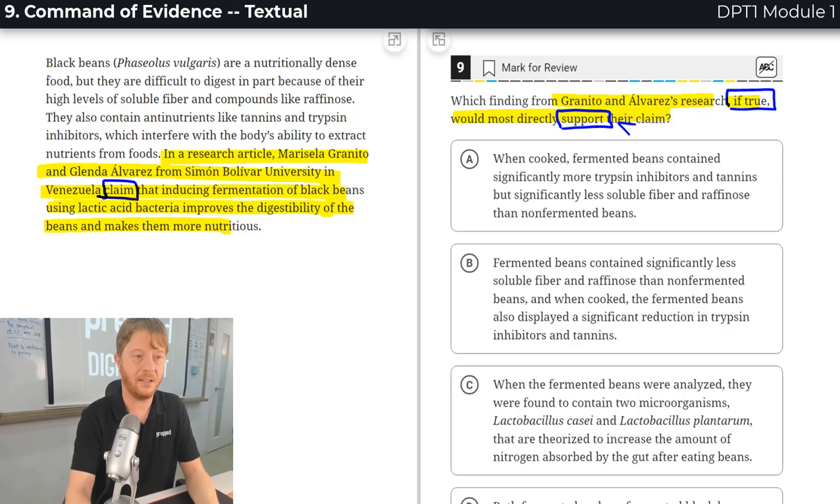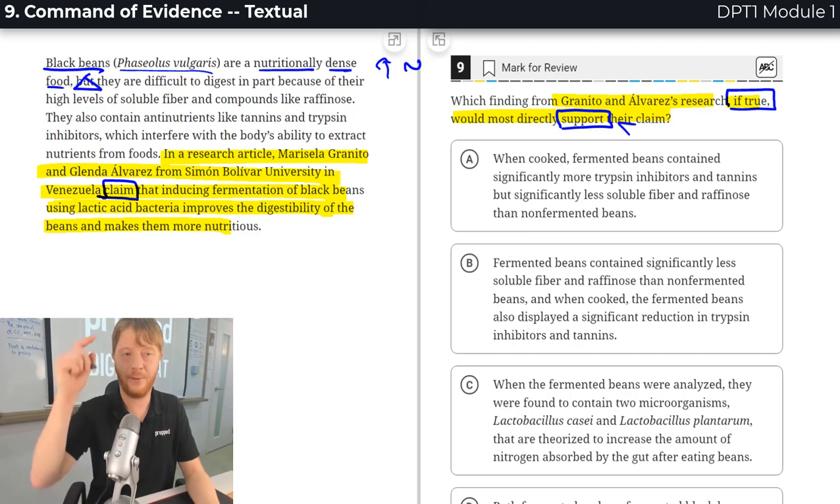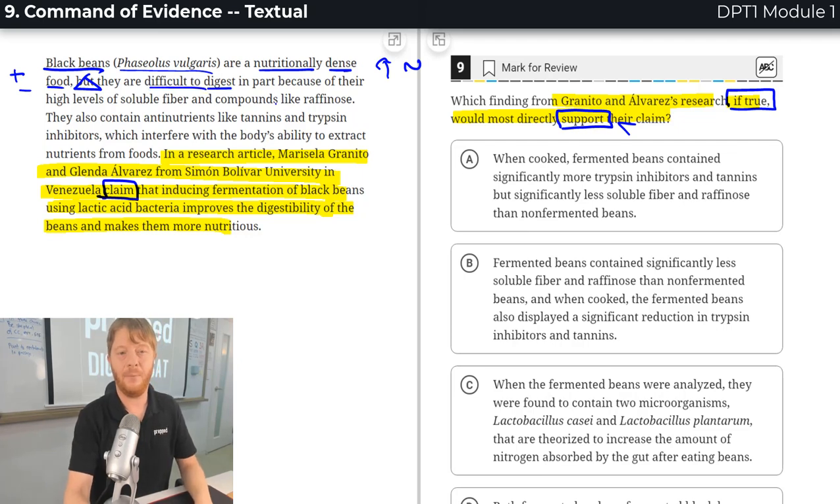So black beans. We all love them. These black beans, and there's the Latin name there, are a nutritionally dense food. So that means they have lots of nutrition. But, predict, positive to negative. But they are difficult to digest because of their high fiber and some compounds like raffinose, whatever that is. So they're hard to digest. Got it. Can't digest them very well.